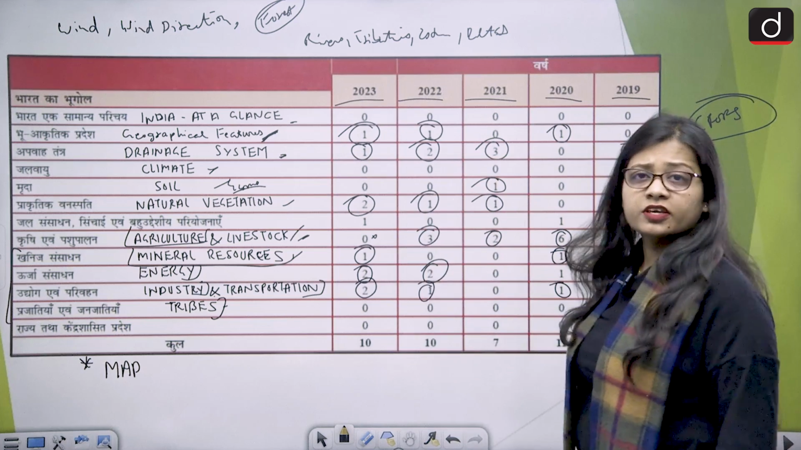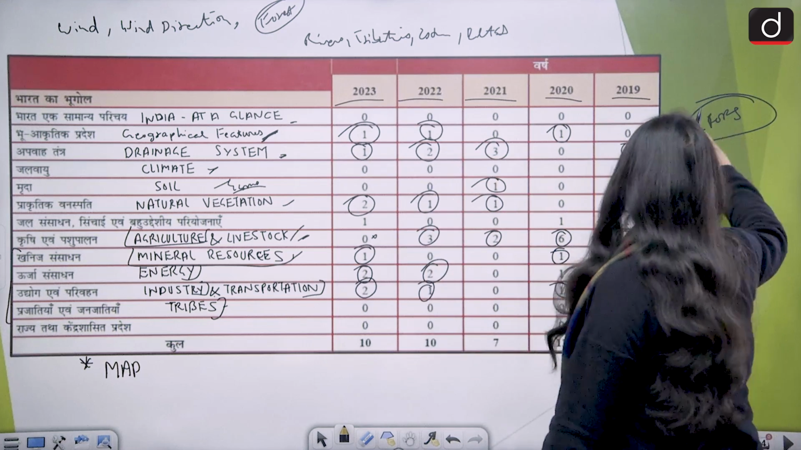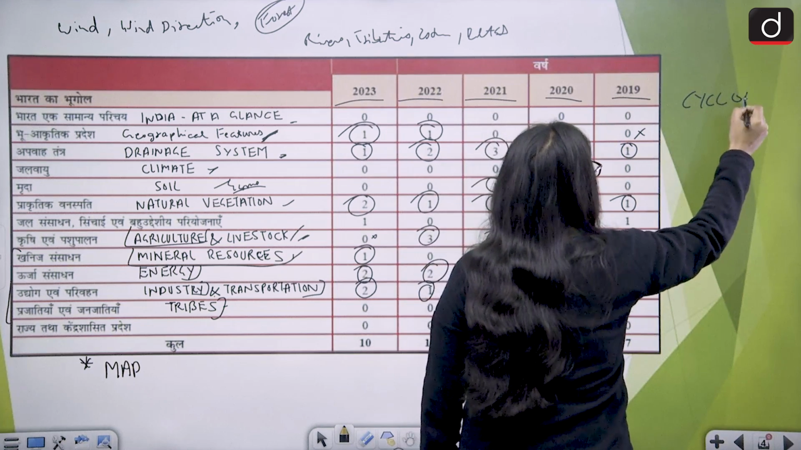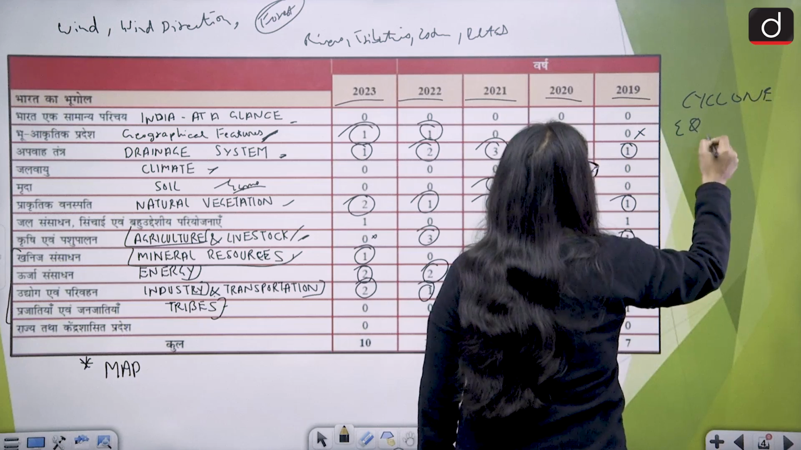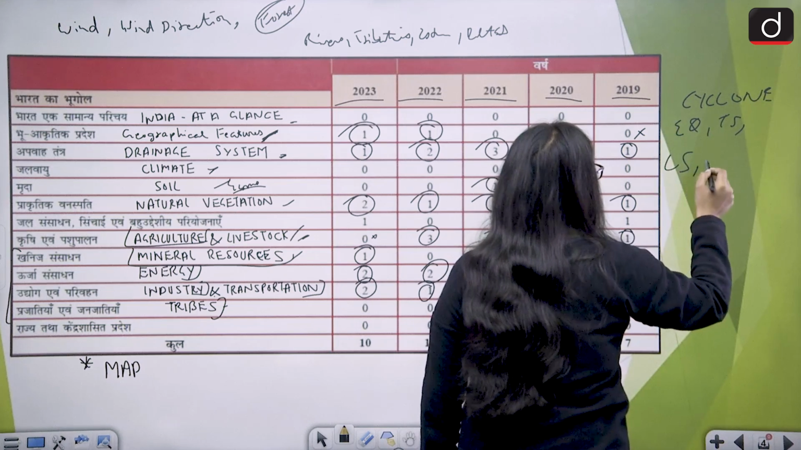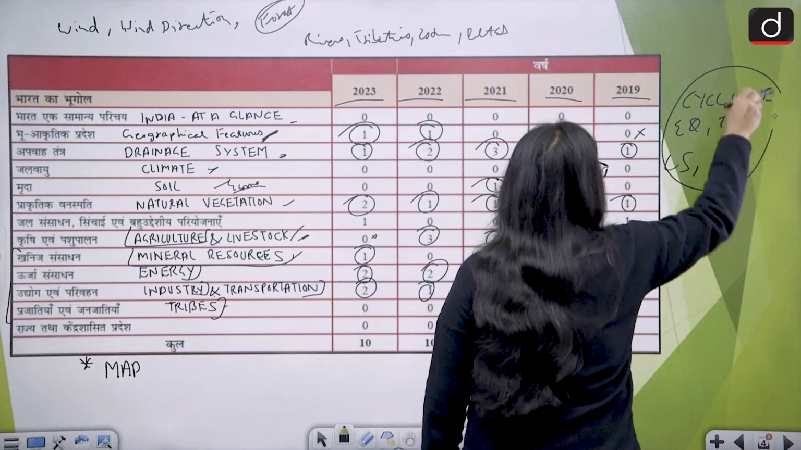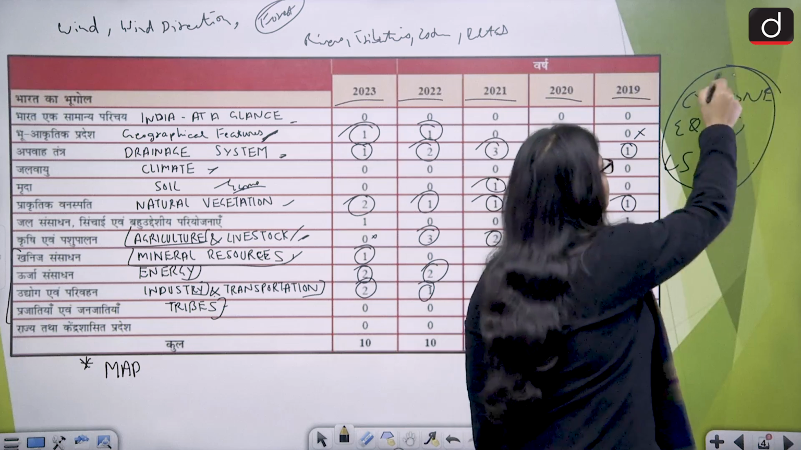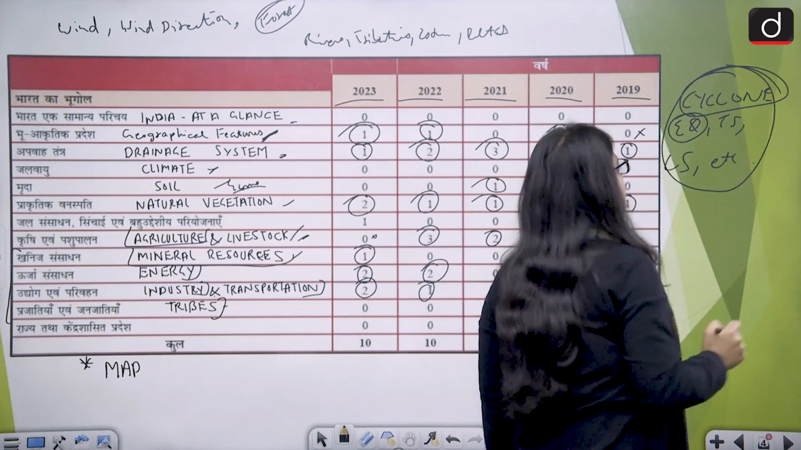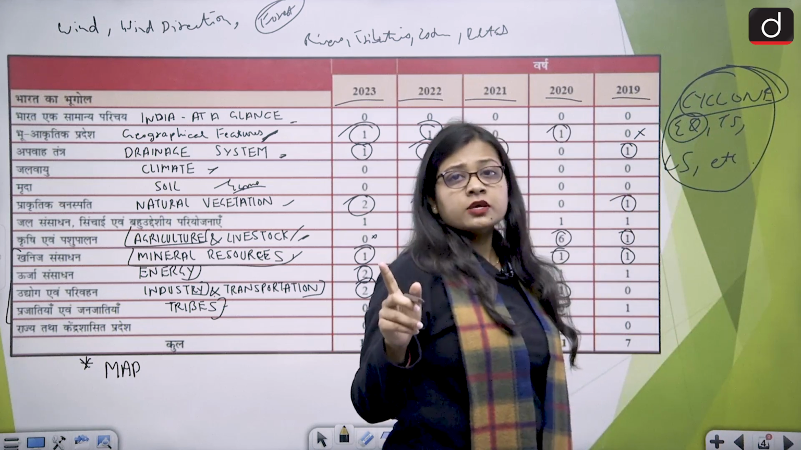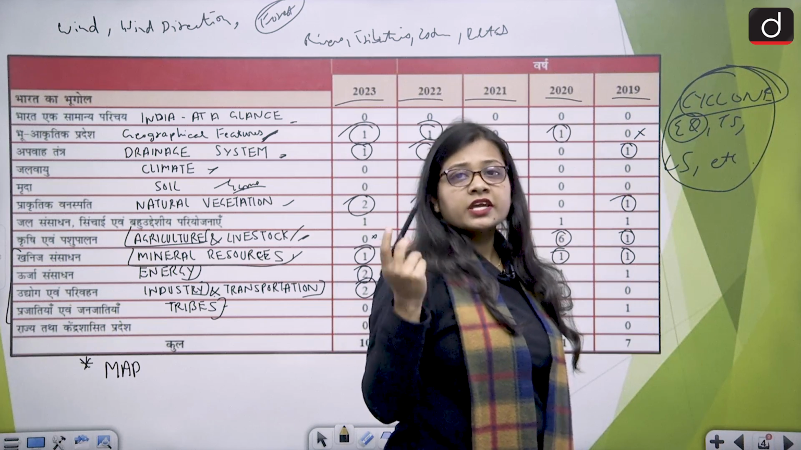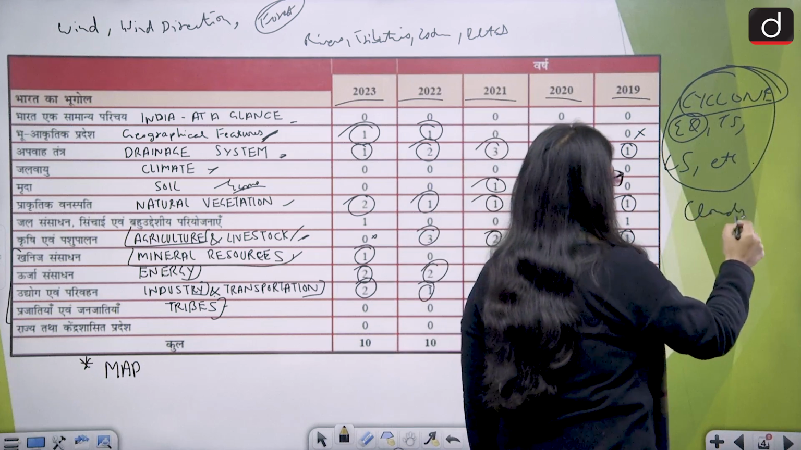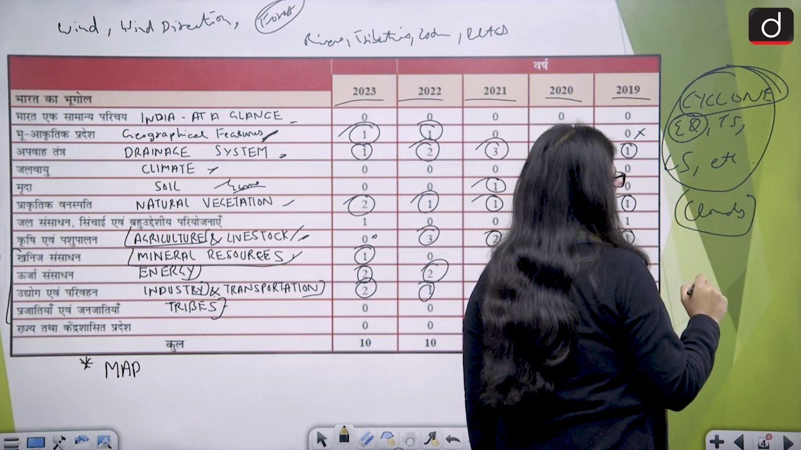And apart from these things, what becomes important for you to know, and which can be asked in exams, are cyclones, earthquakes, tsunamis, landslides, etc. Any kind of natural calamity or natural hazard, because questions about the technicalities of how cyclones are formed or how an earthquake is formed have been asked earlier and can be asked again. Then apart from this, knowing about the types of clouds has also been asked.